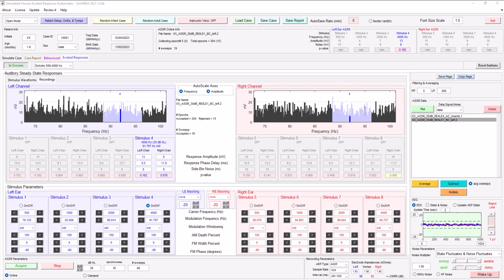And now we're getting to noise floor, left channel, 8 nanovolts, and we've seen no responses in that channel whatsoever. So I'm going to classify this as a no response, and we can go ahead and stop.